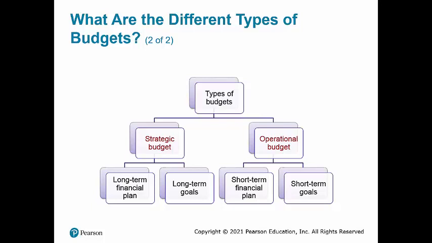Strategic budgets tend to be about the long-term financial plan of the company, usually 3 to 10 years, and the long-term goals. Because strategic budgets cover such a long period of time, they're usually not as detailed as budgets for shorter periods. The operational budgets are going to cover those short-term financial plans and shorter-term goals.